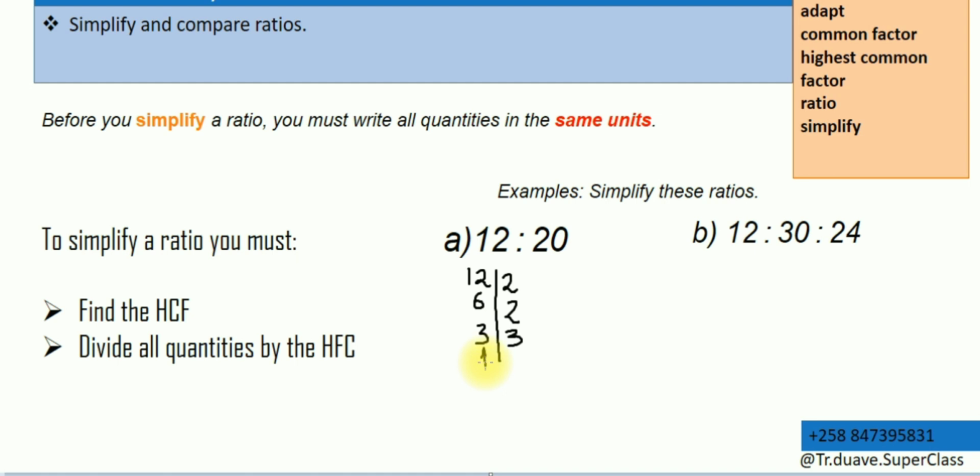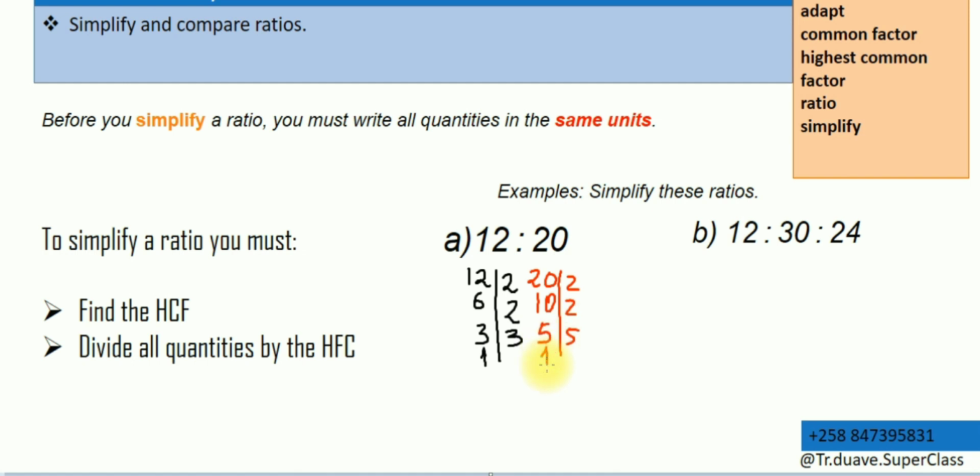Now let's factorize the other quantity, which is 20. We write here 20. And 20 divided by 2, the result is 10. Okay, 10 divided by 2, the result is 5. And 5 divided by 2, we can't. The next prime number is 3. 5 divided by 3, also we can't. We try the next one, which is 5. 5 divided by 5, the result is 1.